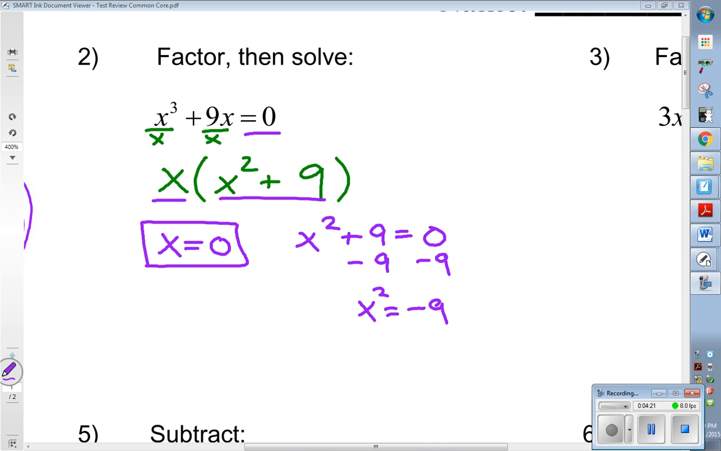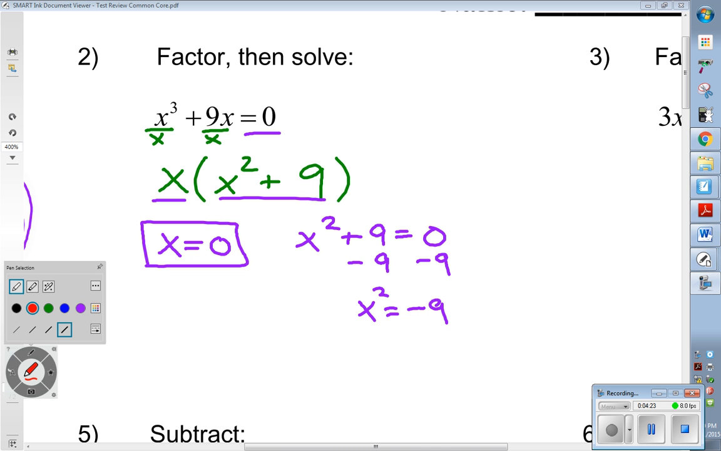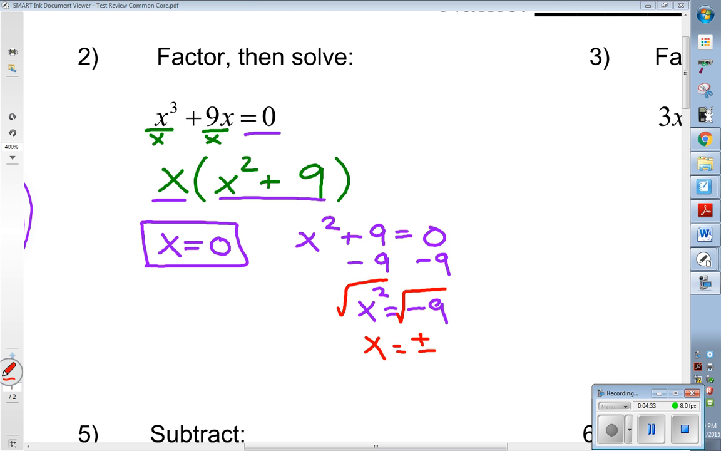Then I'm going to square root to get rid of the x squared. That leaves me with x. If I square root -9, anytime I take a square root, it's plus or minus. The square root of 9 is 3, but because of that negative sign in there, remember we can't take the square root of negative numbers, there's got to be an imaginary number.